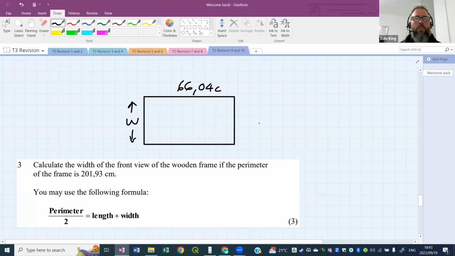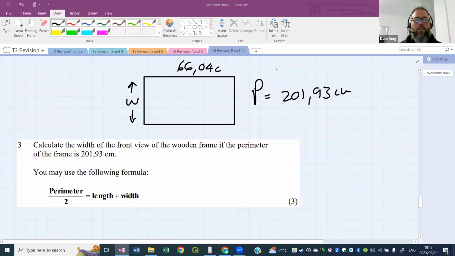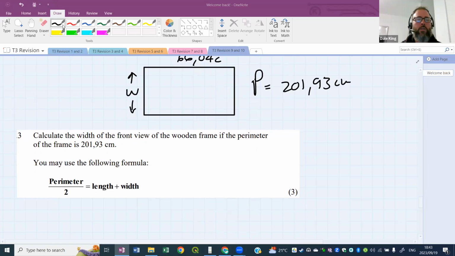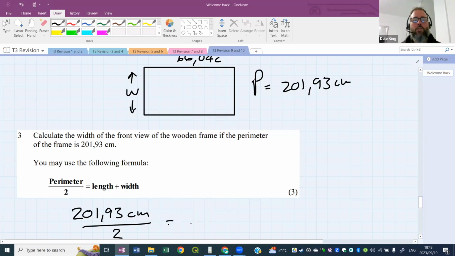If the perimeter is 201,93 centimeters, what is the width? They say use the following formula there. Awesome. So we're just going to sub into this formula and see what we can do with it. Perimeter goes in the top of the formula. They gave us the perimeter, 201,93, so I'm putting it in at perimeter, and I have to divide it by 2. And this is equal to length.